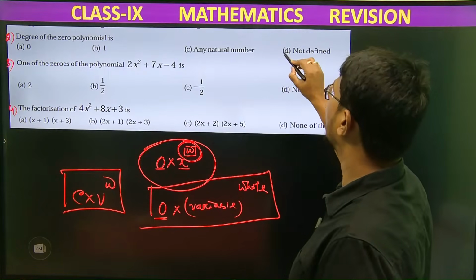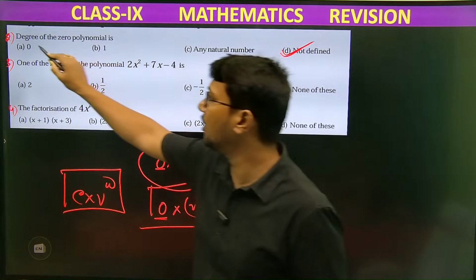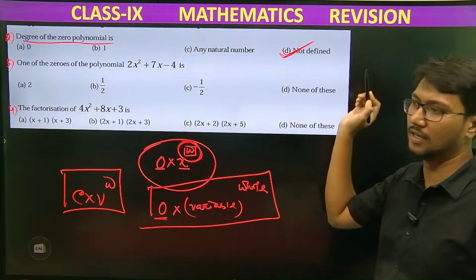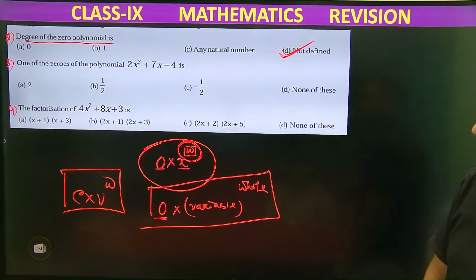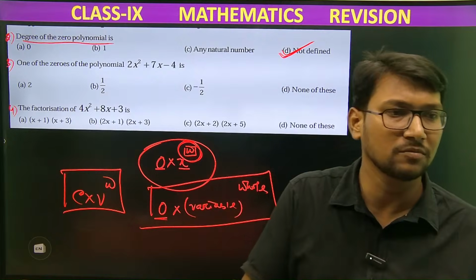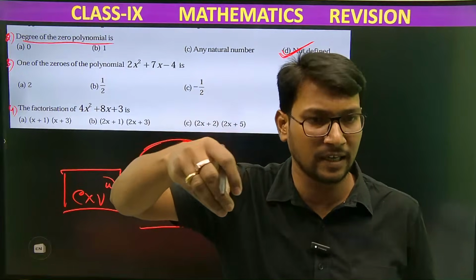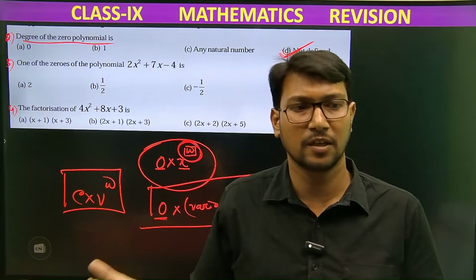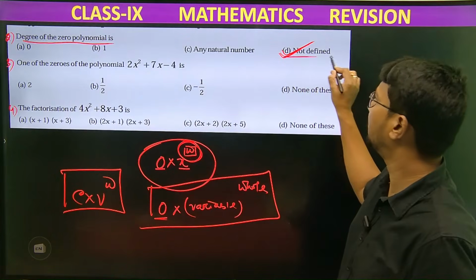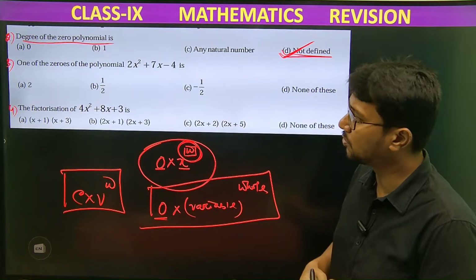So that is what? Not defined. You remember, children, degree of a zero polynomial is not defined. Understood why? Because zero polynomial means the value is always 0. If the value is 0, how can you get the degree? So the degree cannot be found. That is not defined.